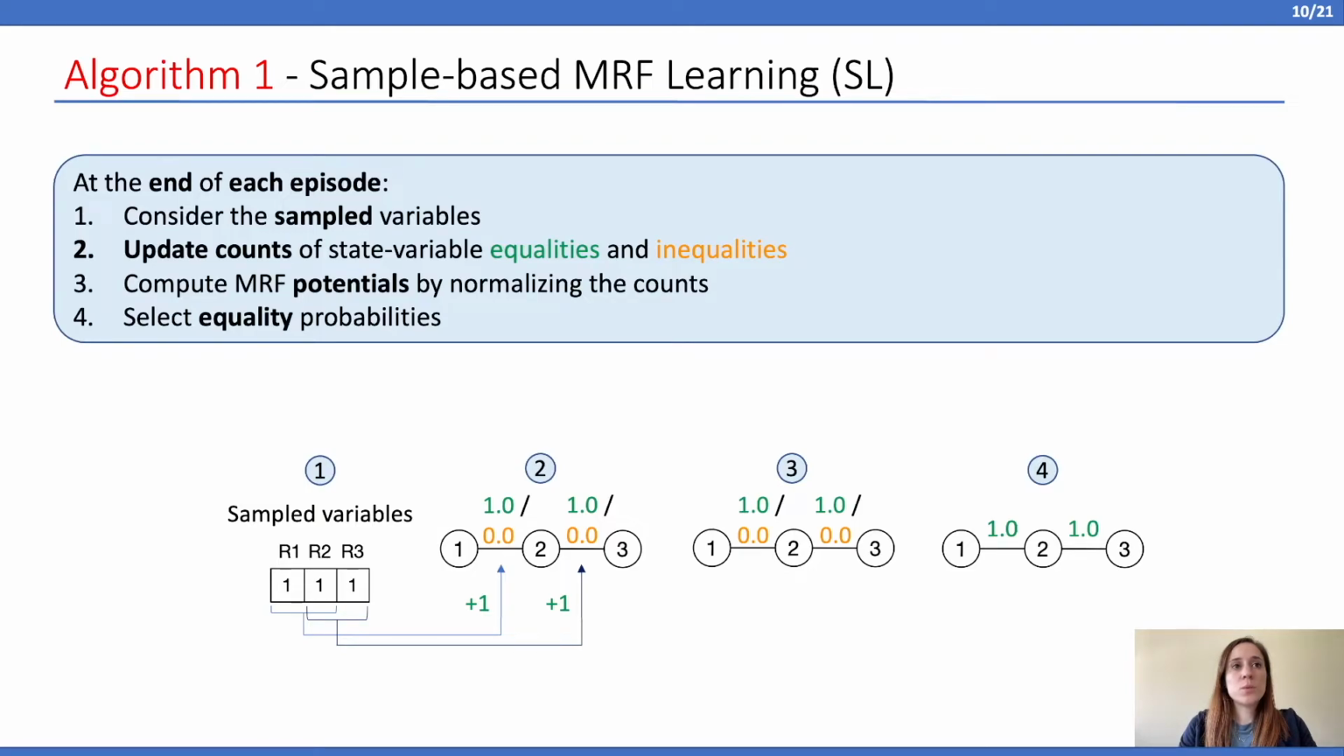The first method we propose is the sample-based MRF learning, shortened to SL. We assume that the agent can somehow get the true value of state variables, for example, collected the rocks through the sampling action in rock sample. We use this information to update the count of equalities and inequalities among pairs of state variables. Then, we compute MRF potentials by normalizing the count, and finally, we consider equality probabilities.